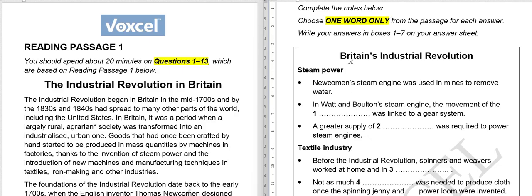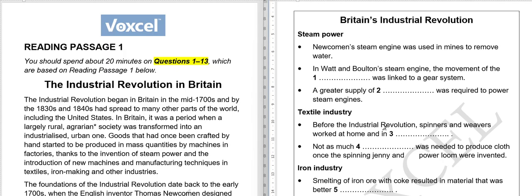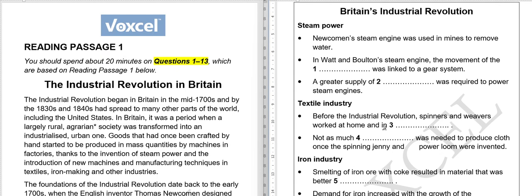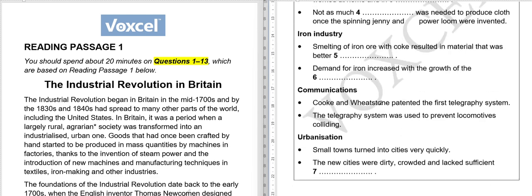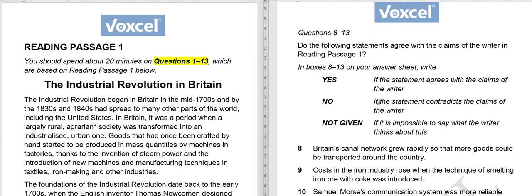If you write more than one word for any of these 7 questions, your answer will be marked as incorrect, even though one of the 2 or 3 words you have written may be correct. So that's why it's important to read the instruction words. And let's see, the second set, 8 to 13, we have to write yes, no and not given.